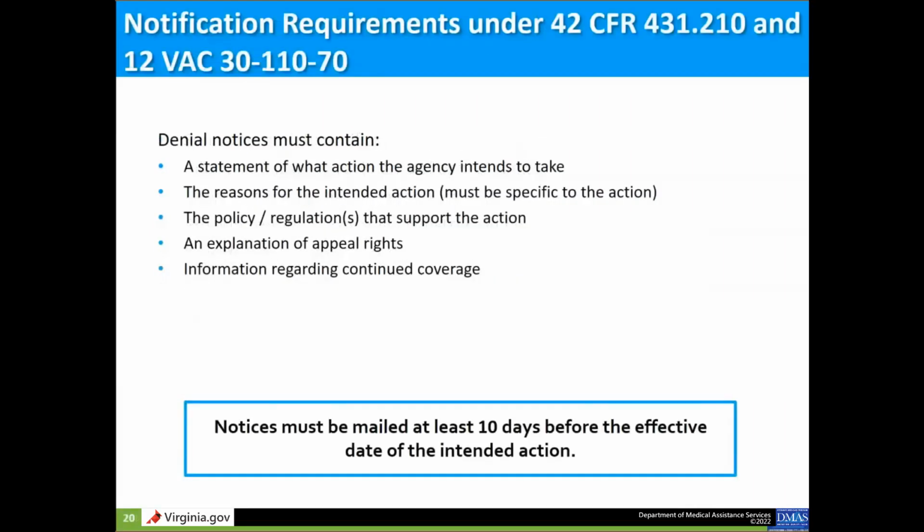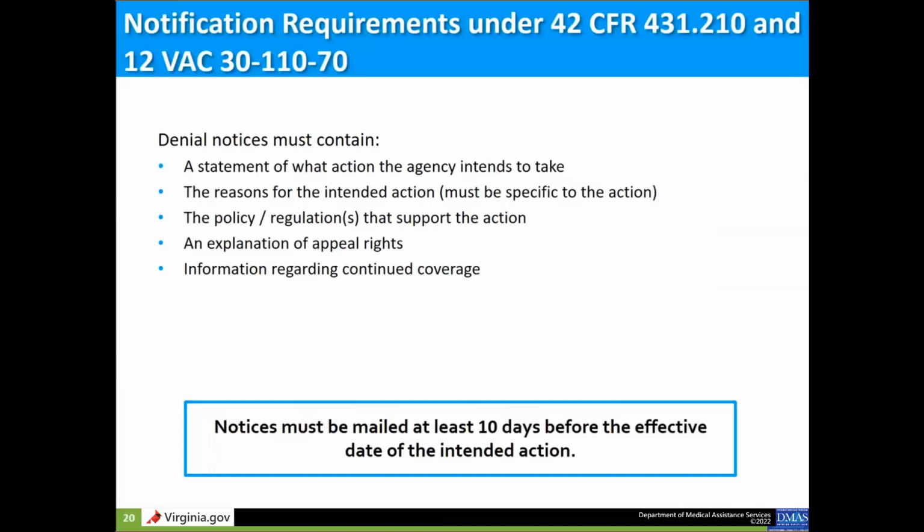While I have already discussed the legal requirements of a denial and termination notice, it's important to reiterate them. To comply with federal law and state regulation, the notice must contain a specific description of the action that the agency intends to take, including a detailed description of the reasons for the action. Further, the agency is required to include a policy citation to support the action. The notice of action must contain appeal rights, describing both the right to appeal the decision as well as instructions about how to do so.